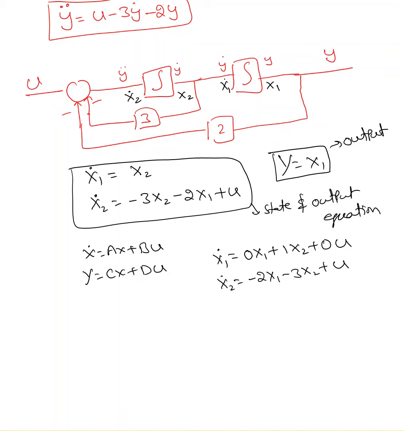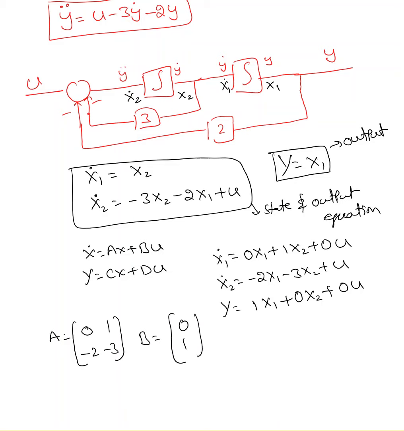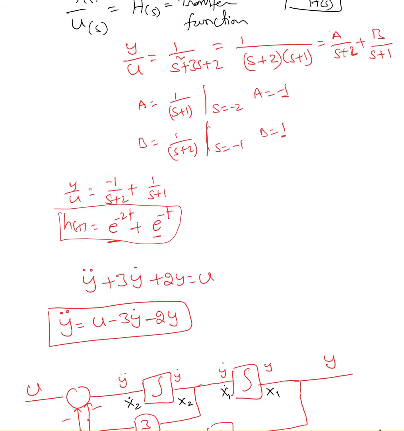In the same way, y equals 1x1 plus 0x2 plus 0u. So from this I can say A equals [0 1; minus 2 minus 3], B equals [0; 1], C equals [1 0], and D equals 0. That's the state equation and output equation of that mathematical equation in controllable canonical form.